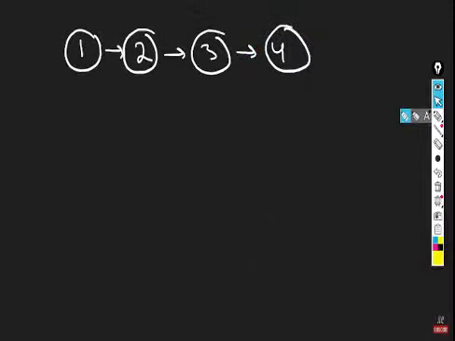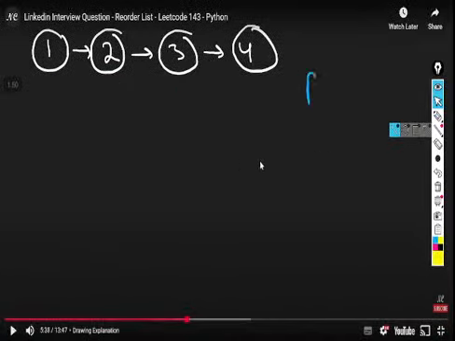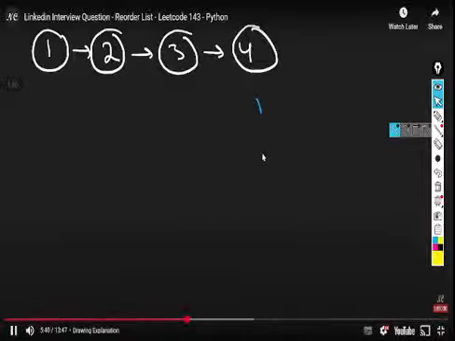So I'm going to have the slow pointer initially at the first and the fast pointer initially at the second node. We're going to be shifting the slow pointer by 1. We're going to be shifting the fast pointer by 2. And we're going to keep going until the fast pointer either reaches the end of the list or reaches the last value of the list.